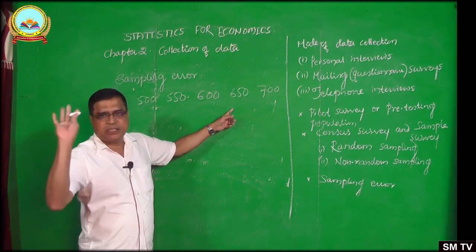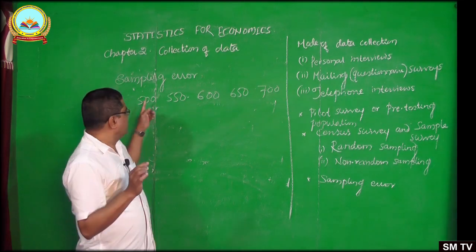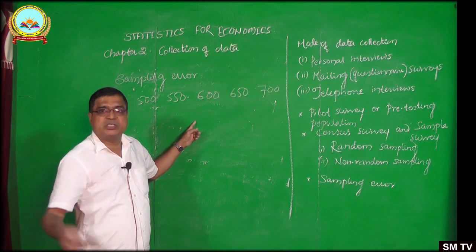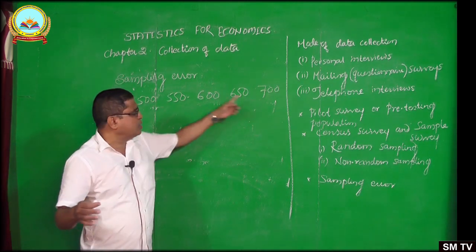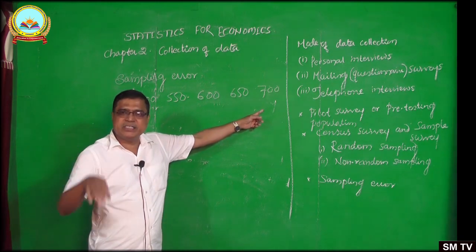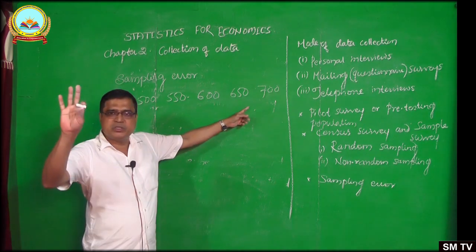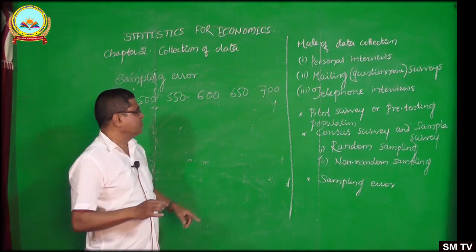This is the population. What is this? This is the population. So what does the population consist of? This is population or universe. It is also called the universe, because all the units under study are considered, and that is, there are 5 units. So this is population or universe.